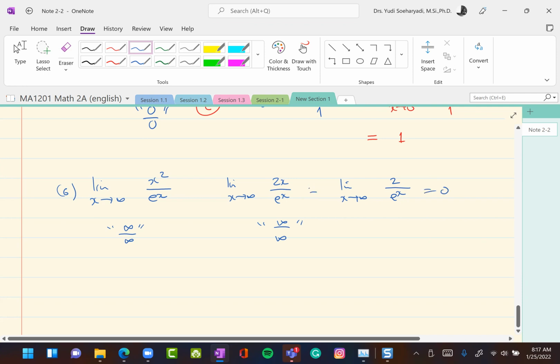And by L'Hôpital's rule, this one equals the previous one, and this means the limit exists, and then with another application of L'Hôpital's rule, we get the answer. So this is a twice application of L'Hôpital's rule.